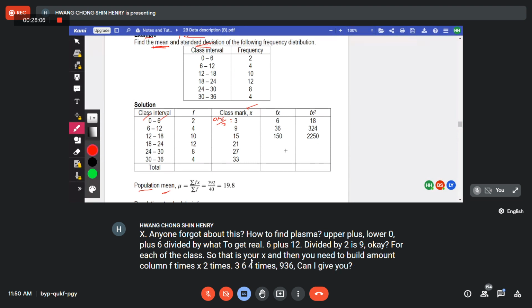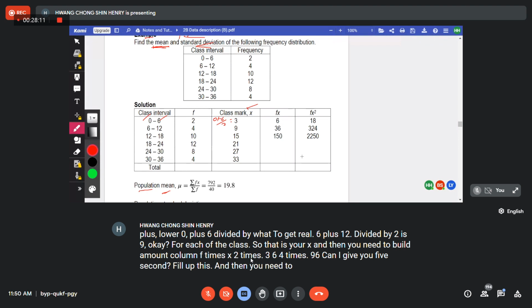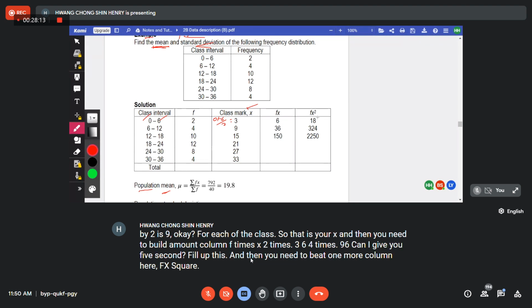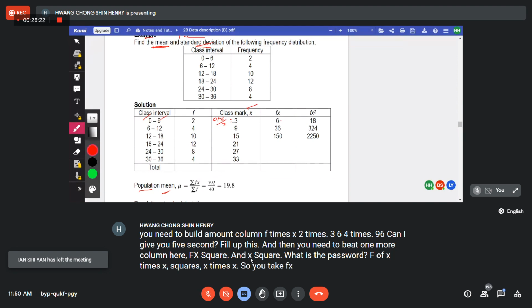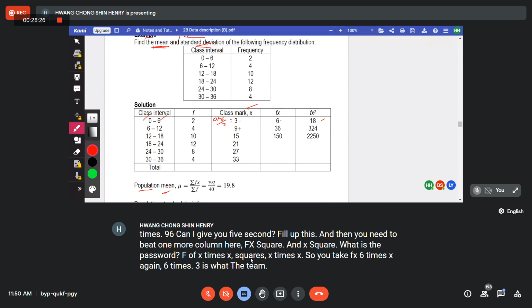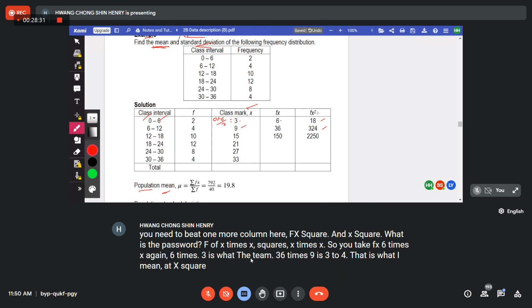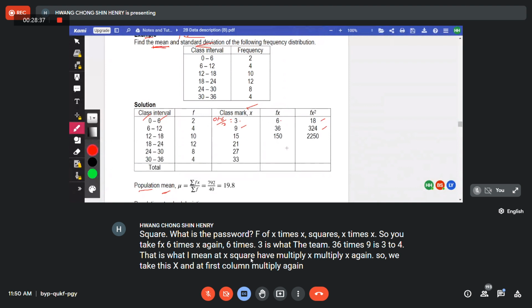Can I give you 5 seconds? Fill up this. And then you need to build one more column here, fx squared. What is fx squared? f times x times x. x squared means x times x. So you take fx, 6 times x again. 6 times 3 is what? 18. 36 times 9 is 324. That is what it means, fx squared. You take this x and the fx column, multiply again to get fx squared.